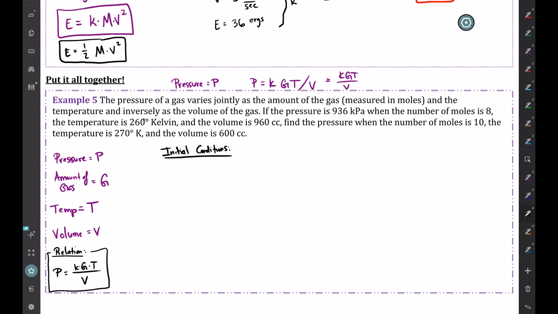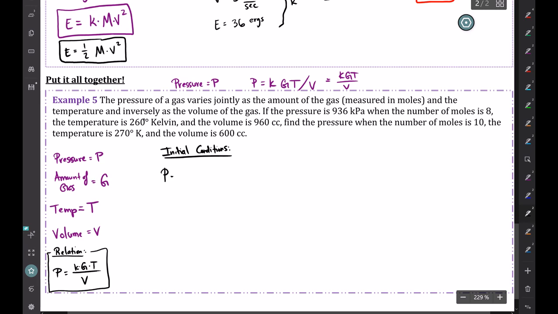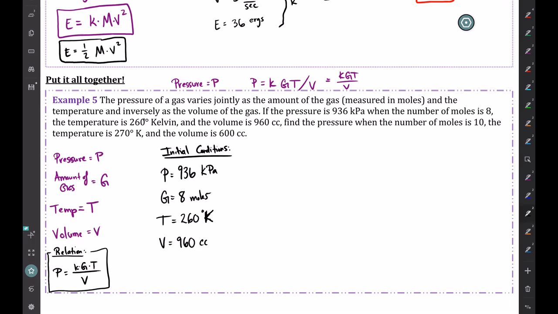So let's just go with the initial conditions. That was that P will be equal to 936, I think it's kilopascals, and then the number of moles is 8, so the amount of gas is 8 moles. And then the temperature is 260 degrees Kelvin, so T equals 260 degrees Kelvin. And that's K for degrees Kelvin there. And then the volume would be 960 cubic centimeters, cc's. Okay, so we use this information to solve for K.